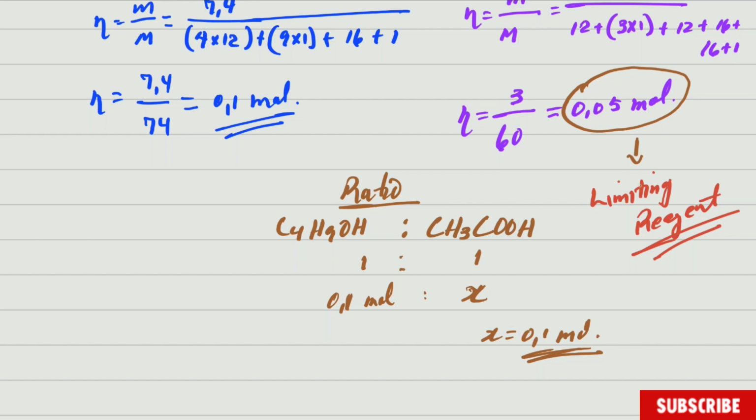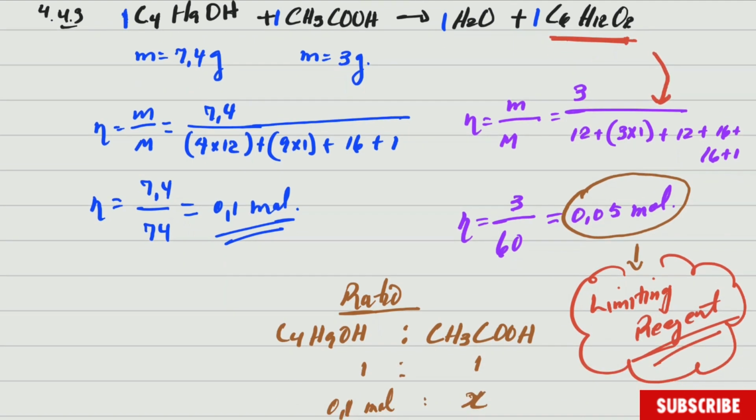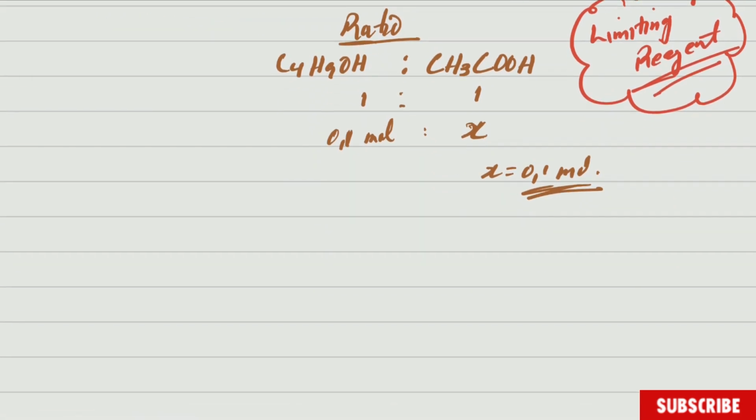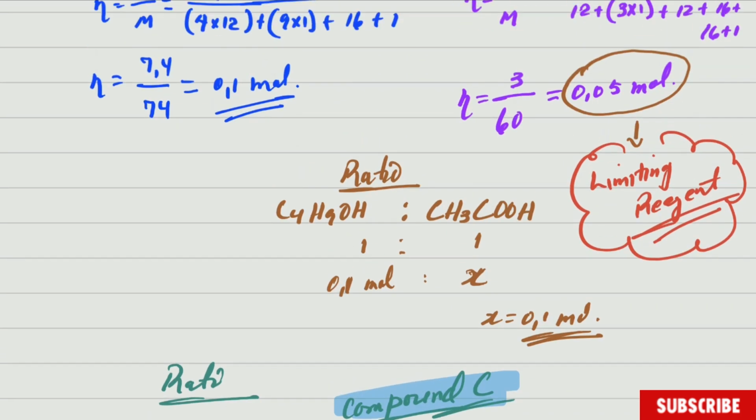So now, using the limiting reagent, guys, we cannot use the one that is in excess. We are going to determine what the question is asking us, which is the percentage yield. But we need to know how much of the ester we can form using this limiting reagent. So now we are going to use another ratio again. In this ratio, we are going to use the carboxylic acid and the ester. And what we need to know is, if we have 0.05, which is the amount that was used.